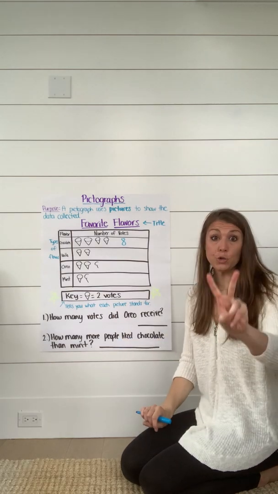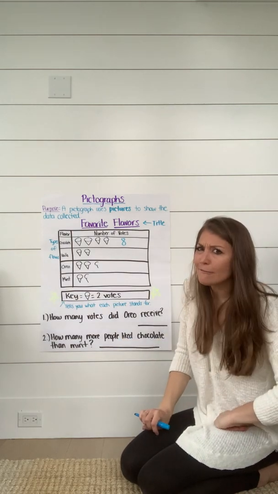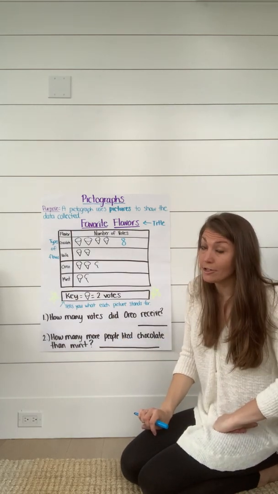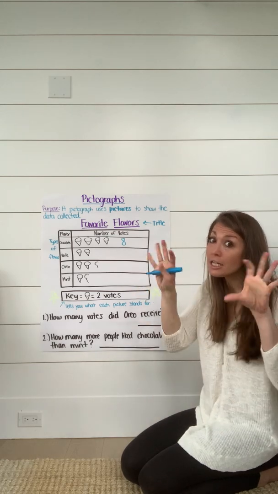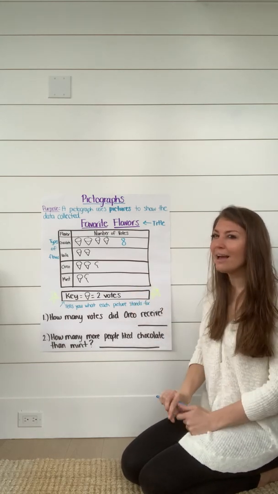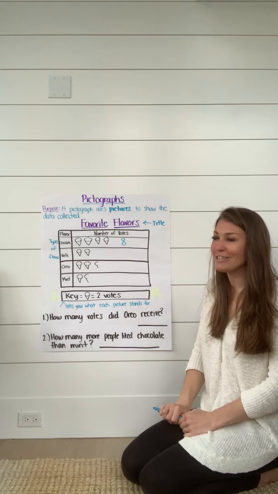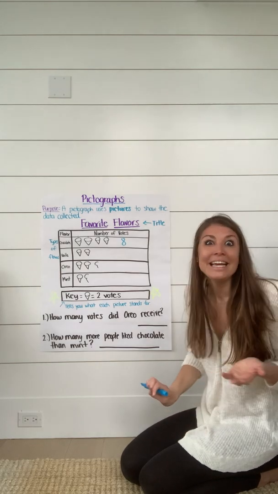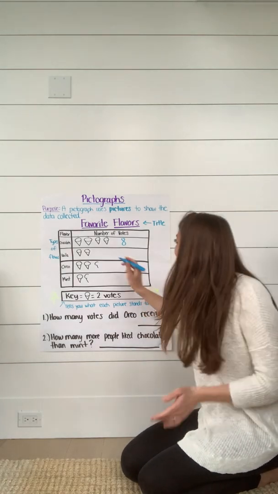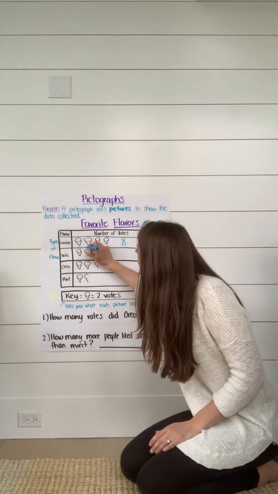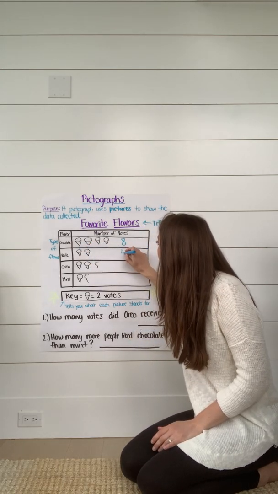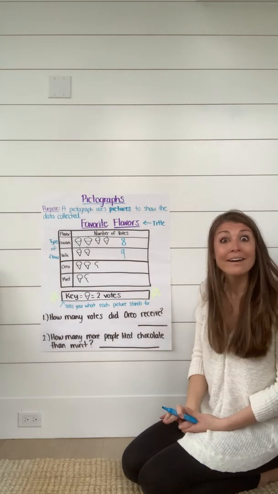So now, vanilla. Vanilla has 2 ice cream cones. How many votes does that really mean in our pictograph? And remember our key, alert, alert, alert, key. How many did vanilla actually receive? Yeah, 4, awesome. 2, 4. So we know vanilla received 4 votes.